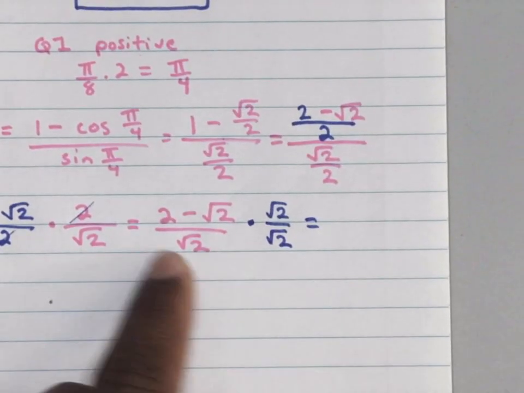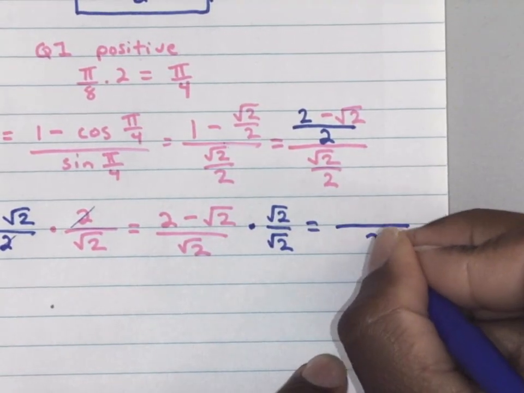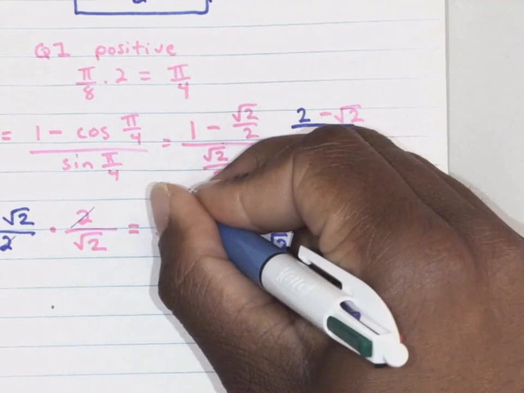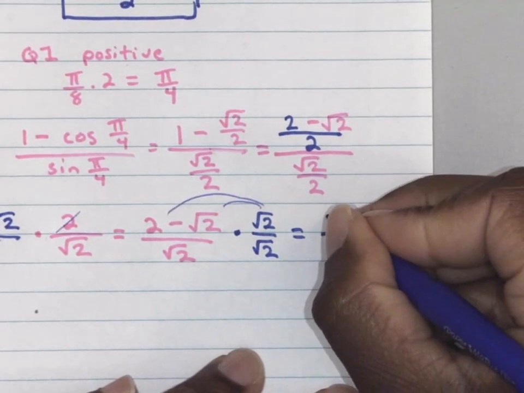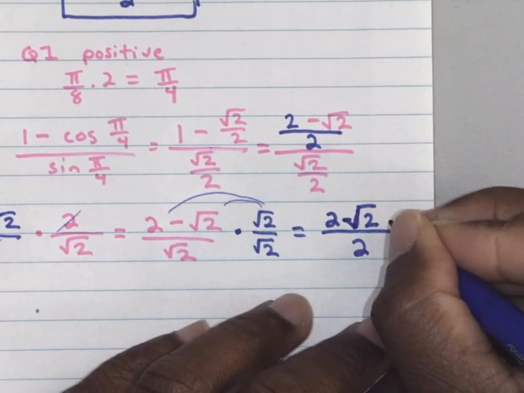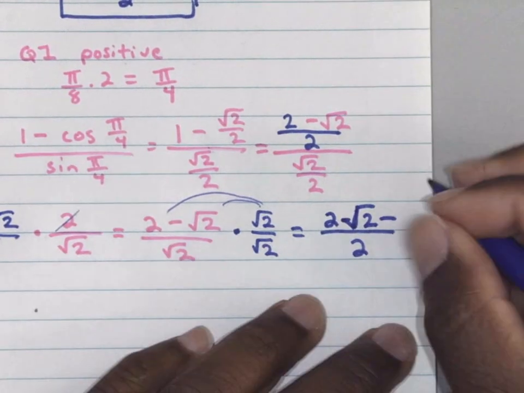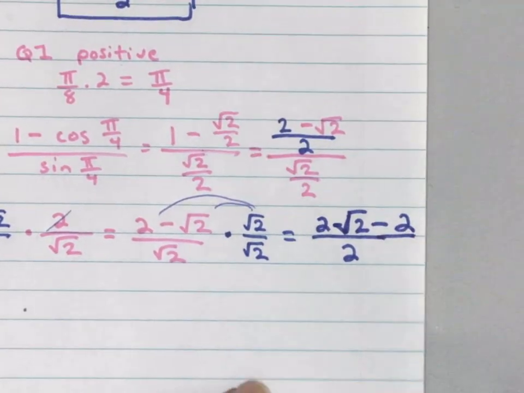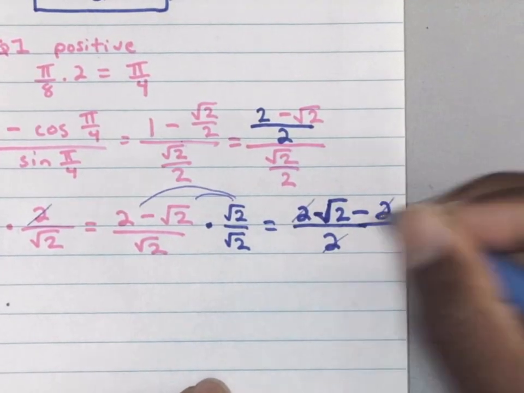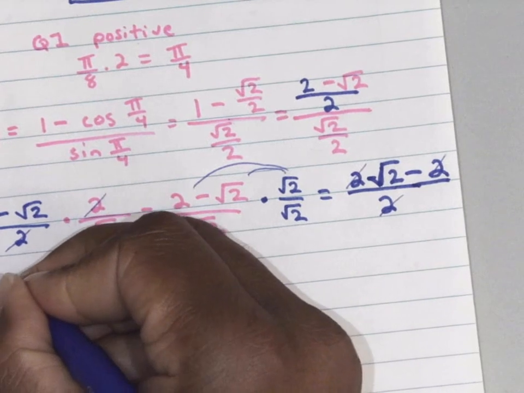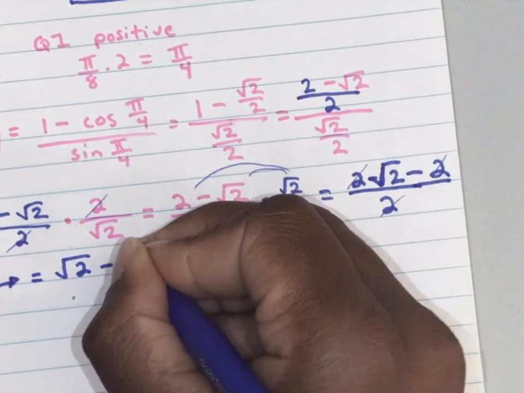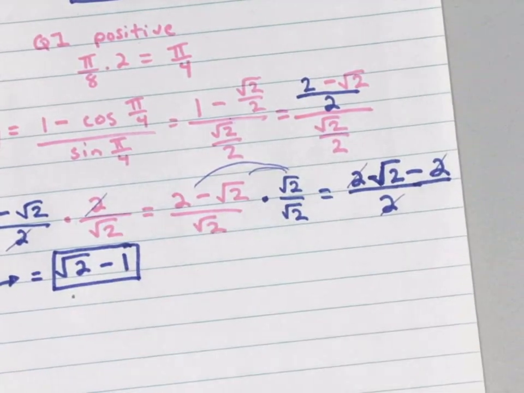And now on the bottom, the square root of 2 times the square root of 2 is just 2. And I need to distribute this on the top. So on the top, I get 2 times root 2 minus root 2 times root 2, which is just 2. It's a lot of 2's. In fact, they cancel. And I'm left with root 2 minus 1 as my answer.